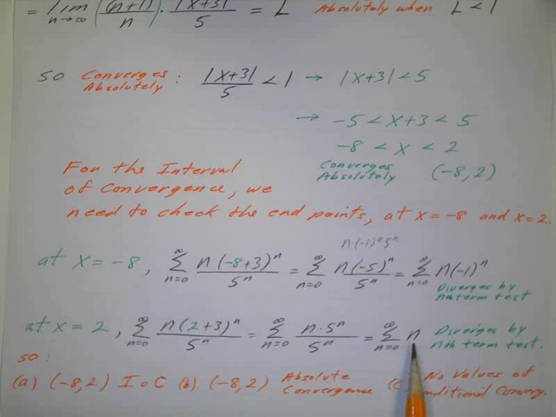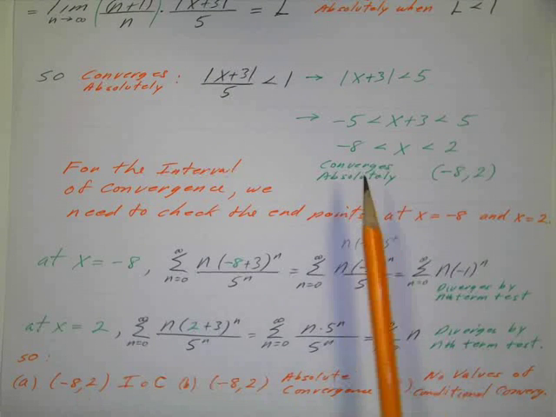The only one that's going to work is 0. It must go to 0. So that also diverges. So my endpoints diverge, so they're not in the interval of convergence. So the interval of convergence is open.